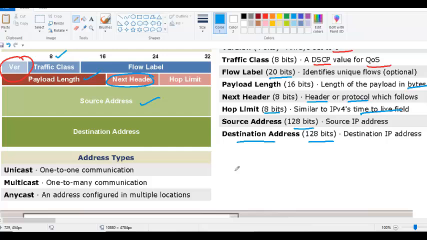Now you see, these are the default headers, which are mandatory for any packet. But you can add more headers, sorry, more fields. Yes, sir. No, the whole packet. Yes.